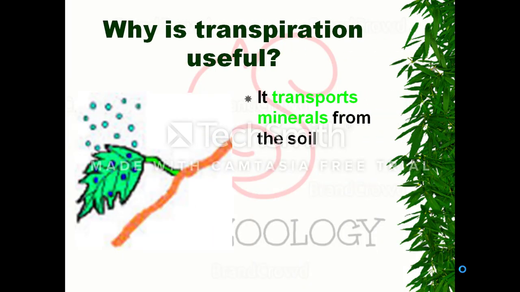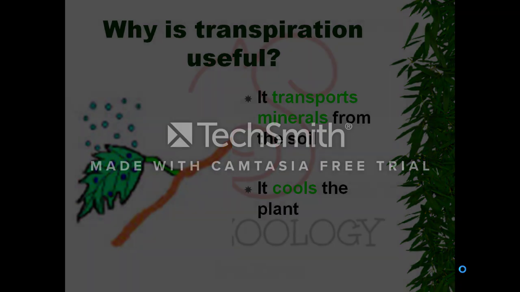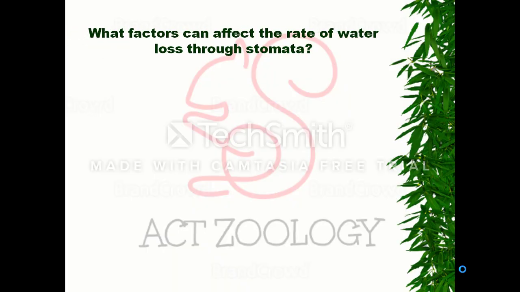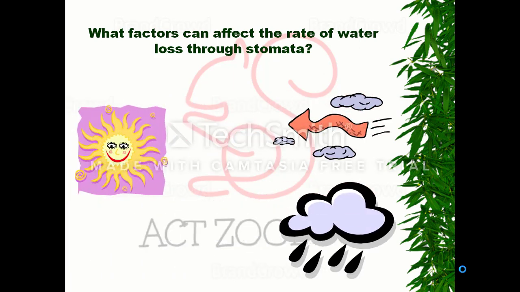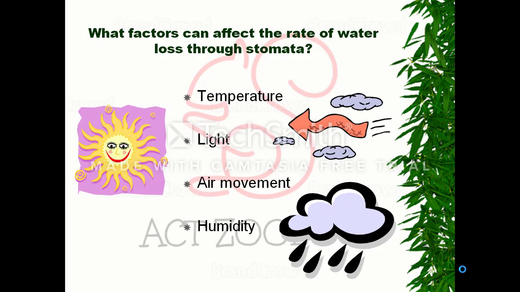Why is transpiration useful in plants? It helps in the transport of minerals from the soil, and the process of transpiration cools the plant. What factors can affect the rate of water lost through the stomata? These are some factors which affect the rate of water lost through the stomata. First is temperature, second is light, third is air movement, and fourth is humidity.